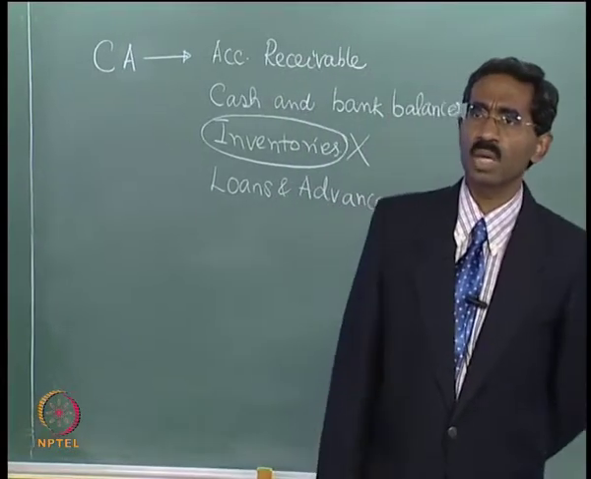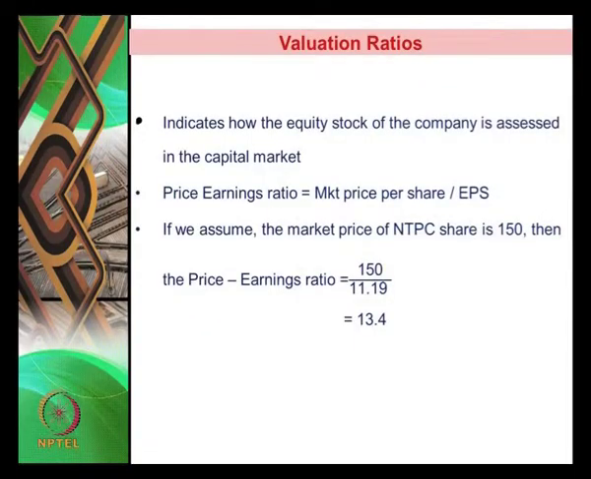The most commonly used valuation ratio is what is called your price earnings ratio. Price earnings ratio is nothing but the market price of the share divided by the earnings per share. The earnings per share is based on the book values. The company has made a certain amount of profit during the year, and the total profit during the year divided by the number of shares that the company has issued gives the earnings per share. So this reflects the book earnings per share, and the market price of the share reflects the market value of the share.